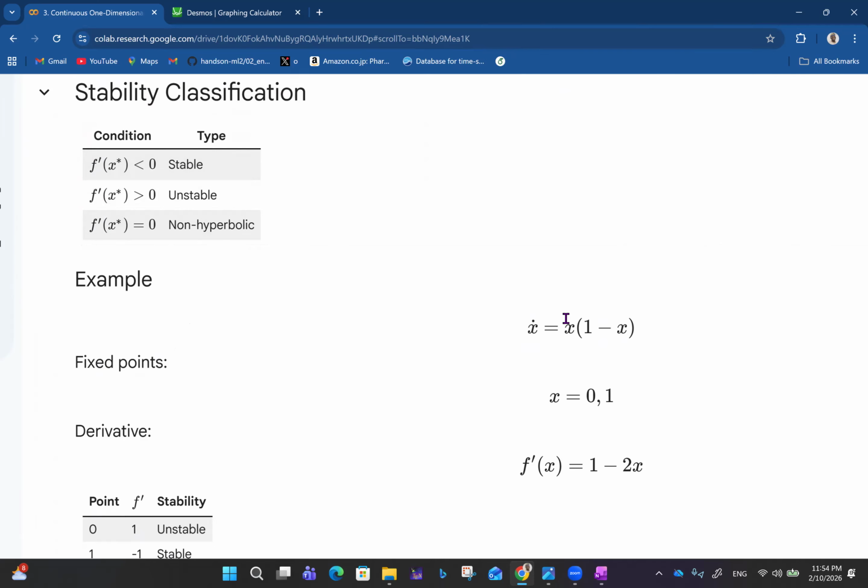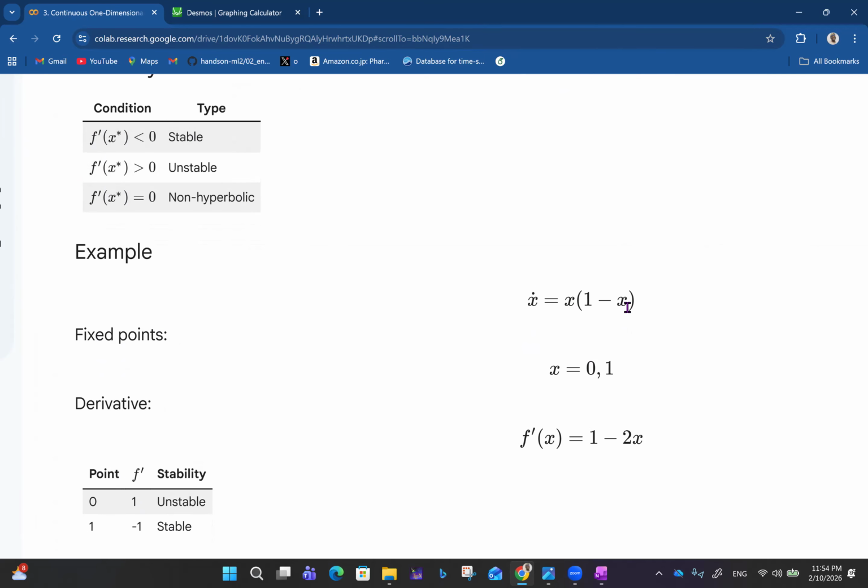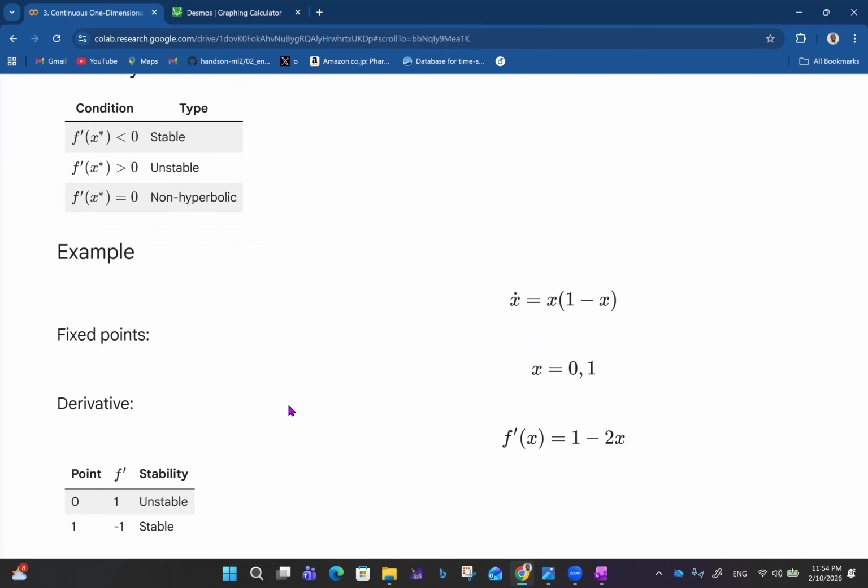A very good example: you have x dot equals x into 1 minus x. If you solve this, it shows you that x is equal to 0, and then x is equal to 1 also. So if you differentiate, this is x minus x squared, and the derivative is 1 minus 2x. If you put 0 here, you get 1. So when you put 0, the derivative gives 1, and that is greater than 0. So that means the equilibrium point 0 is unstable in this case. But for 1, if you put 1 here, you have 1 minus 2, which is minus 1. Minus 1 is less than 0. So that means 1 is a stable equilibrium.